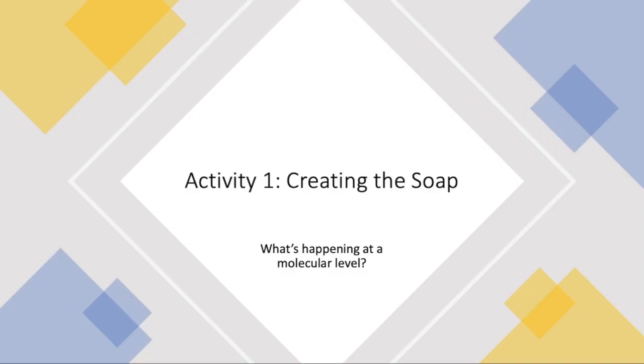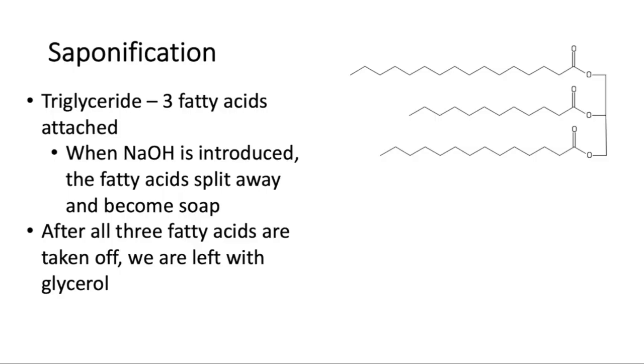So the first activity that you're going to be doing is actually synthesizing soap. And one of the goals that we have is for you to understand what's happening at the molecular level. So saponification is a reaction between a triglyceride. So this is an example of a triglyceride. It has this 3-legged molecule over here, which is the basis of glycerol. And then it has these fatty acid chains that are attached.